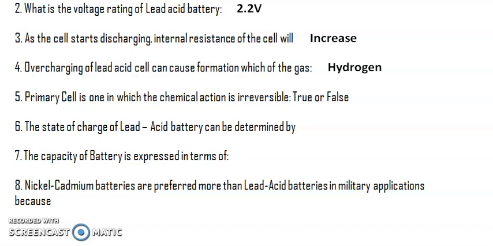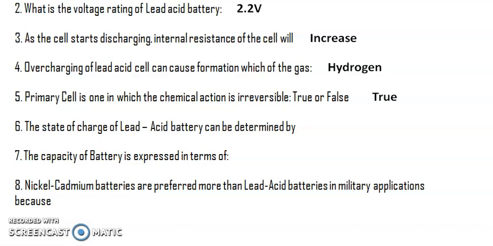Primary cell is one of the categories in batteries, which comes under reversible or irreversible. True or false? It's irreversible. The answer is true.